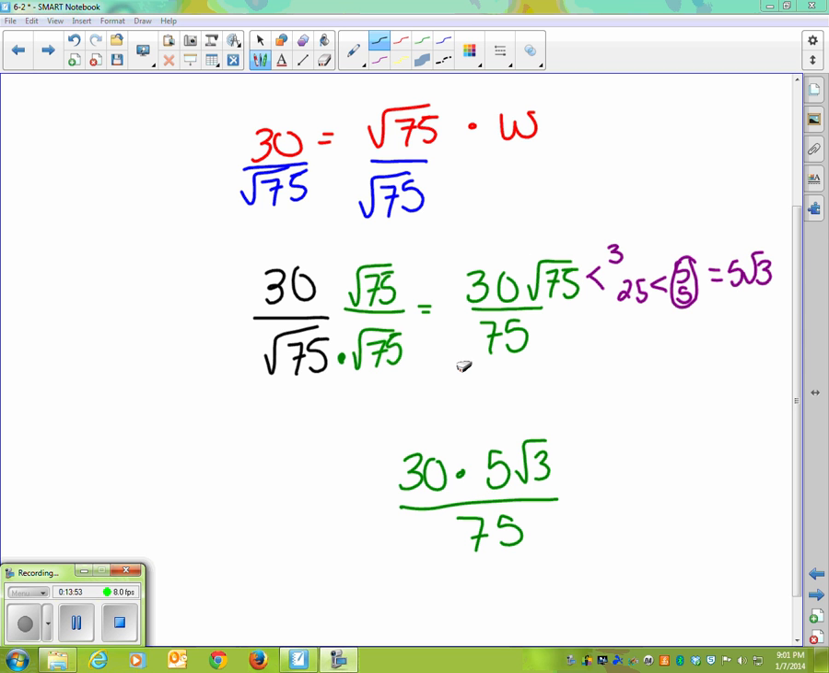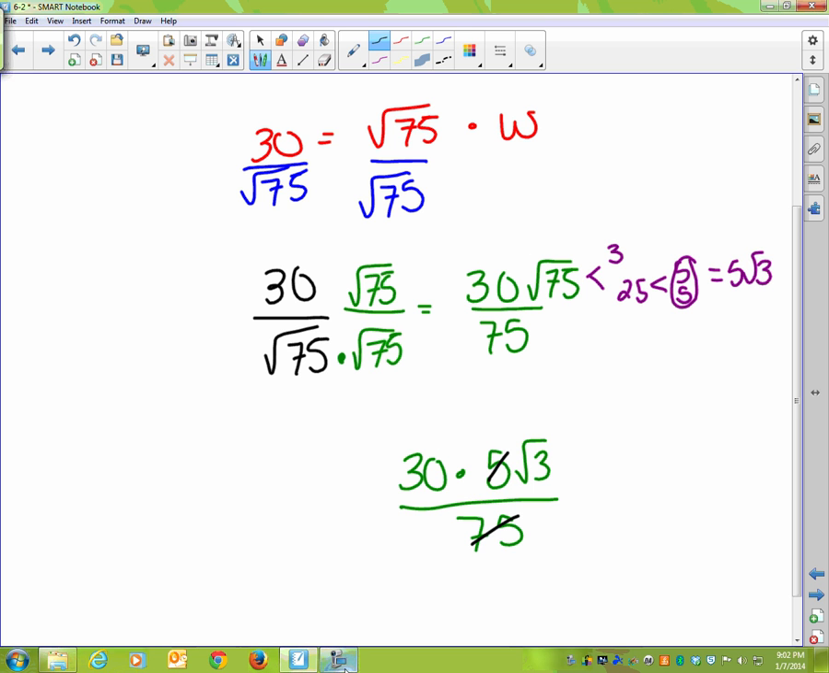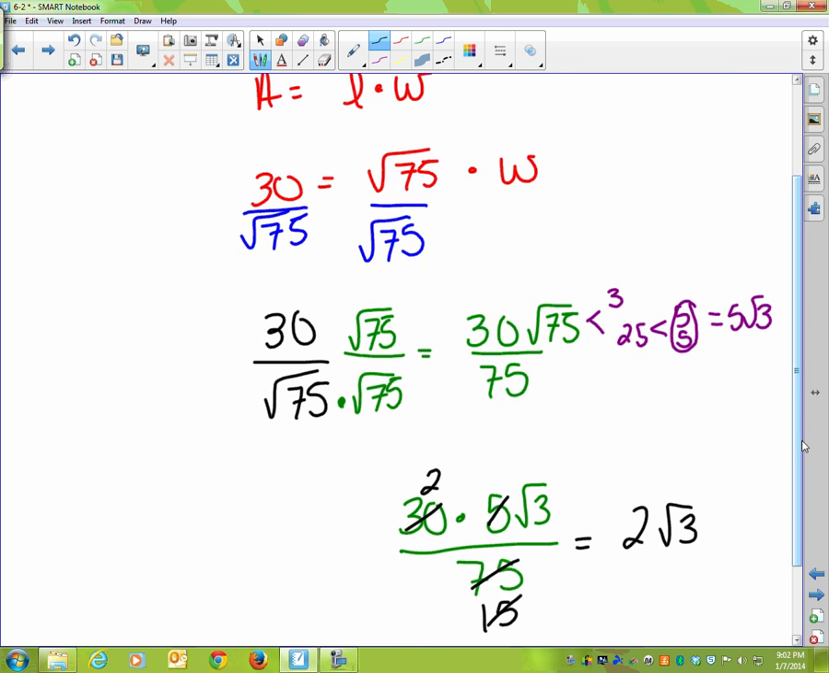The only thing I have left now is to reduce my fractions. 5 into 75 is 15, and 15 goes into 30 twice. And my final answer is 2 radical 3 meters.